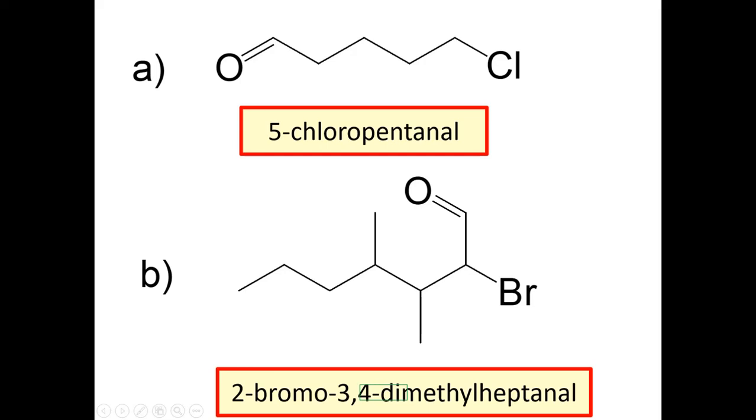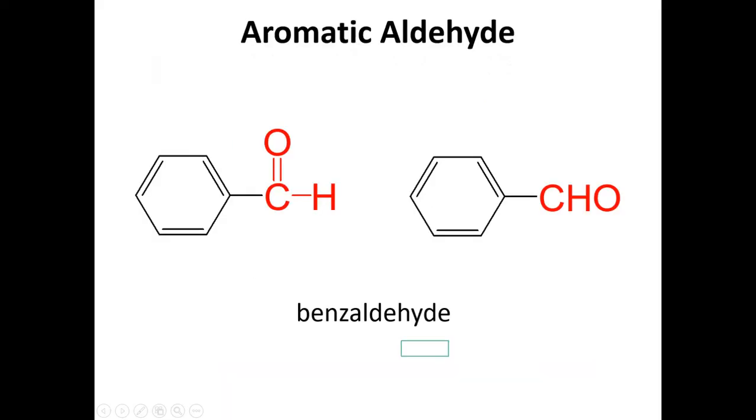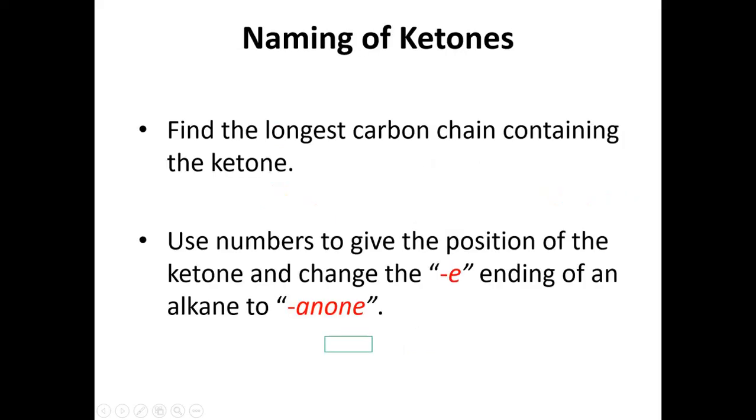So always remember, in between number and number, you need to put a comma. In between number and alphabet, you need to put a dash. For aromatic aldehyde, or C double bond OH, when it's combined with benzene, the name changes to benzaldehyde. Naming of the ketones.